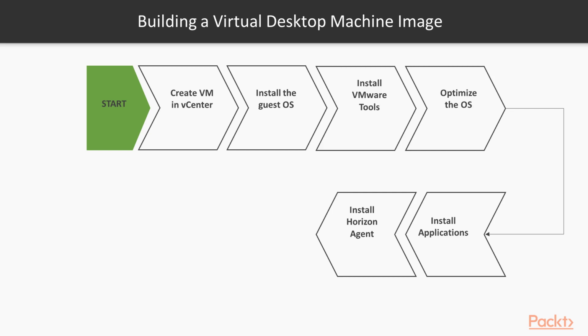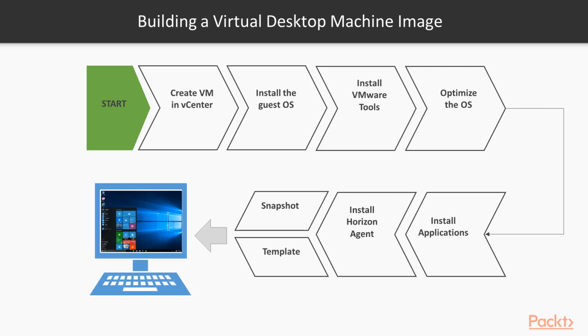Now that you've completed the virtual desktop machine and it's been optimized and had applications installed, you can now prepare it for delivery to the end users. At this stage we're either going to take a snapshot, which we will use for linked or instant clones, or we can create a template of the virtual desktop machine to make full clones. The desktop is now ready to deliver to the end users. So now we can go ahead and start to build the virtual desktop machines.